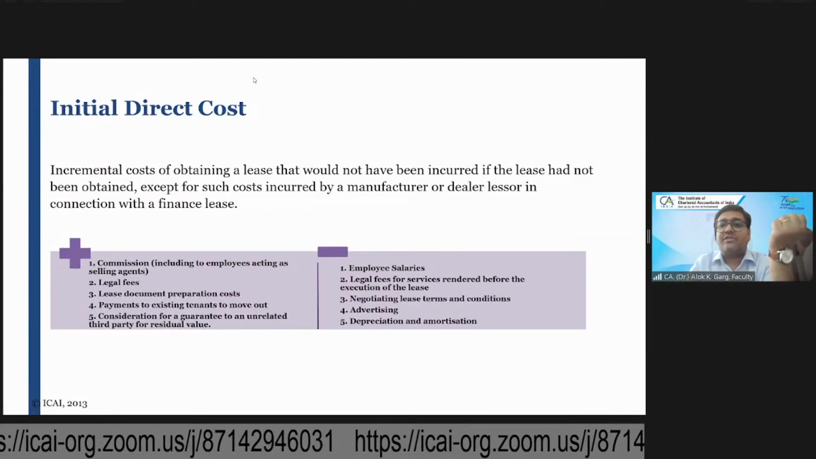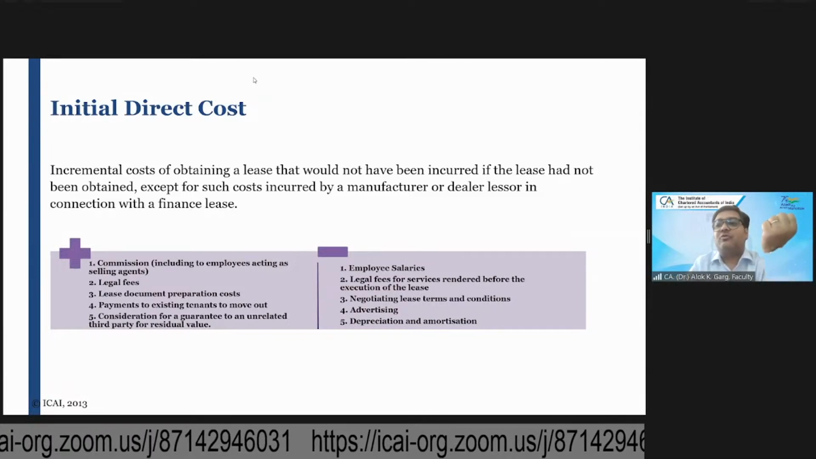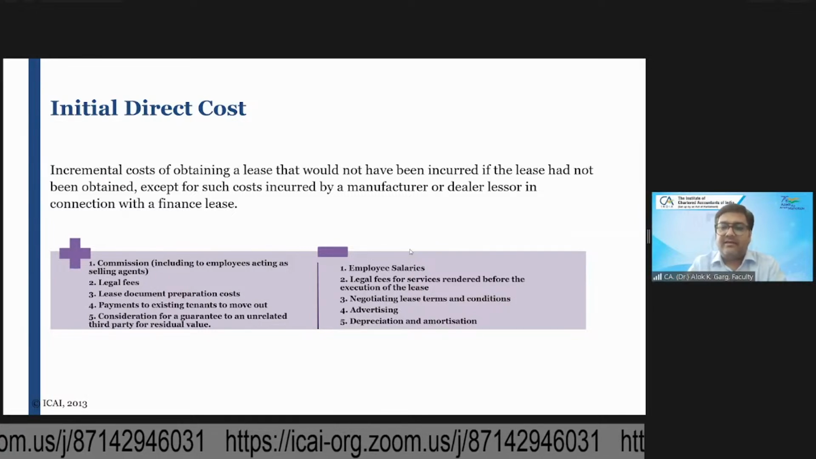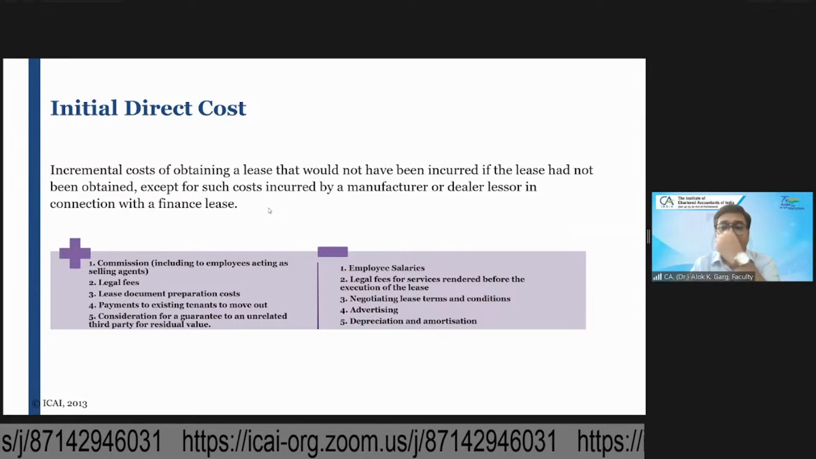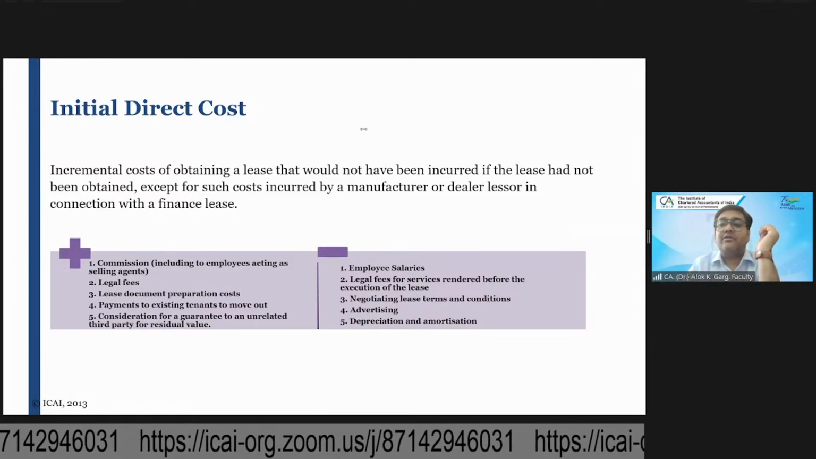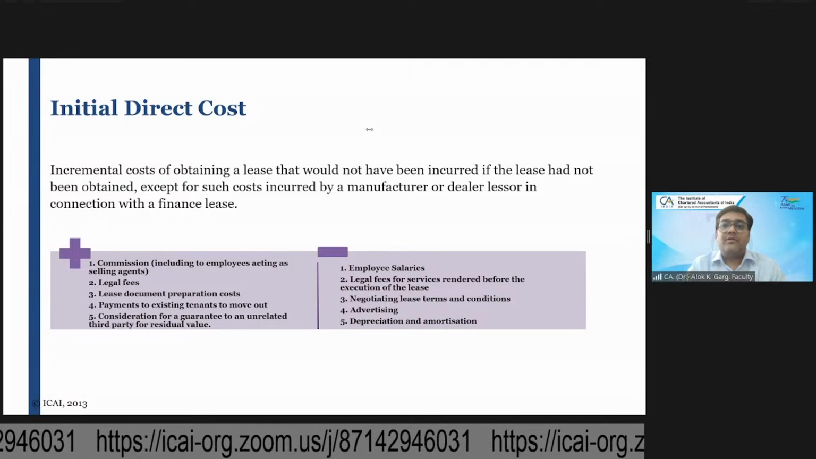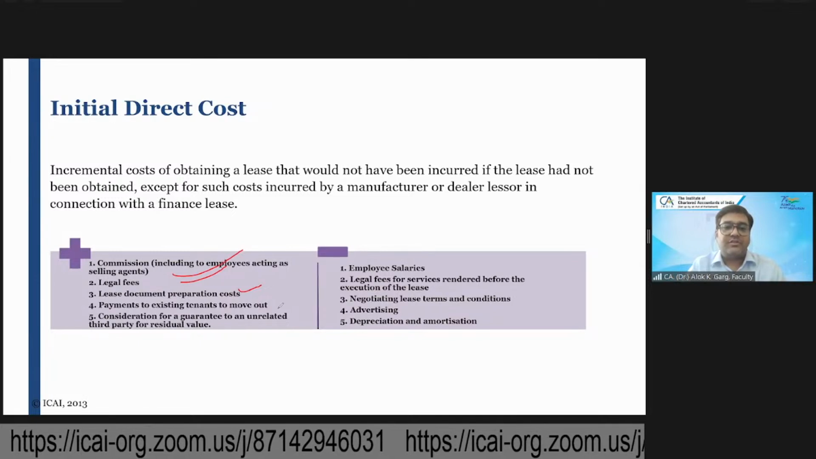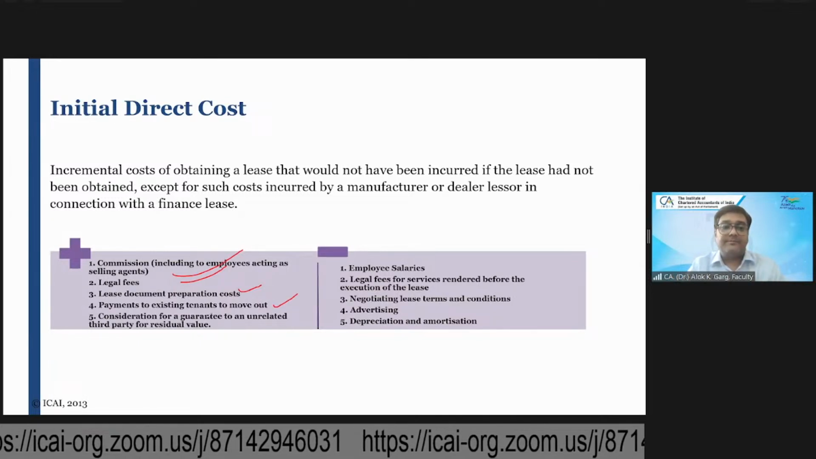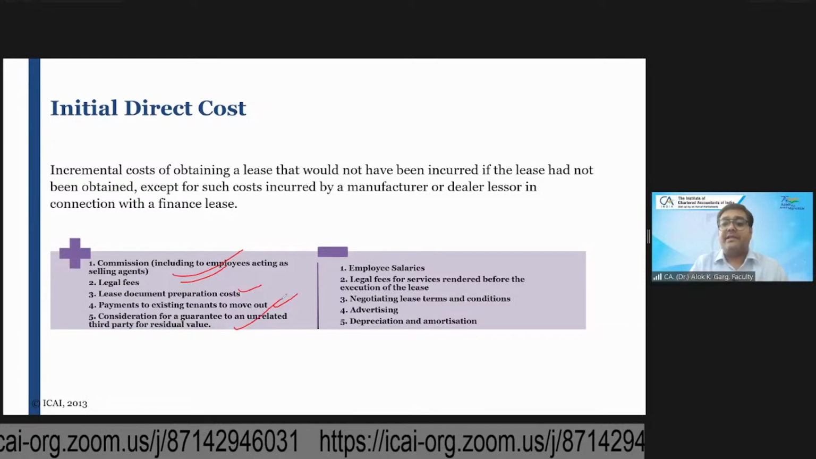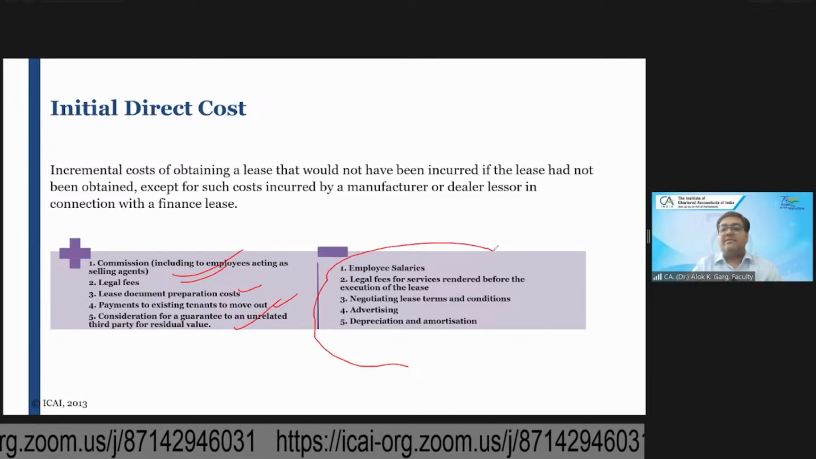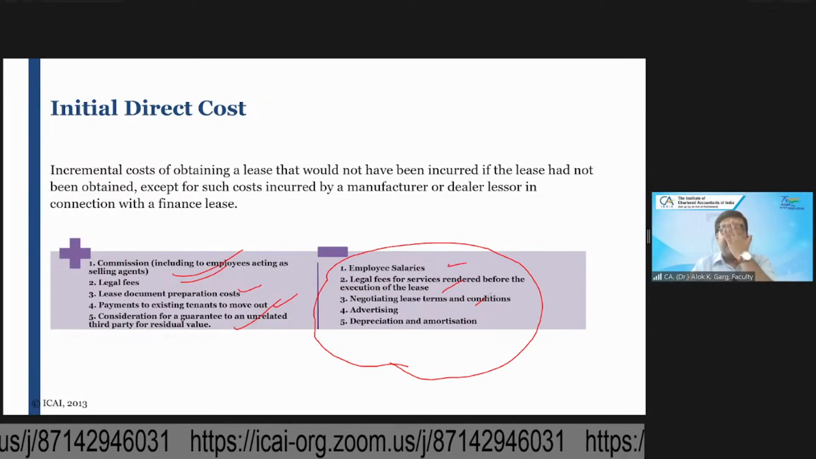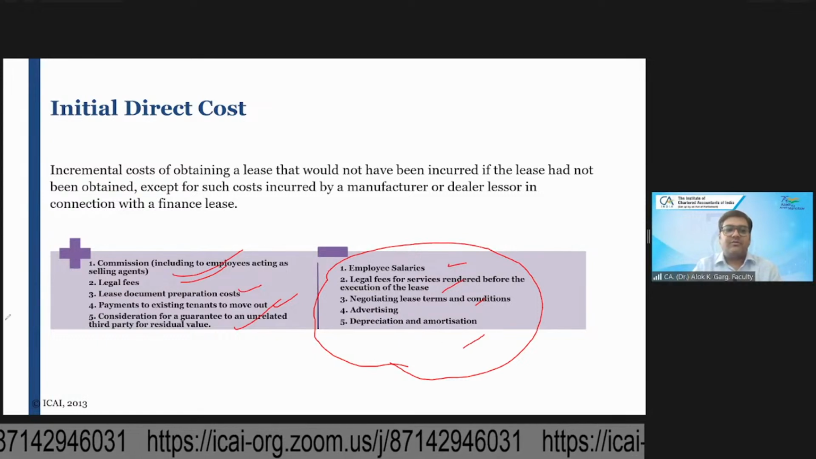Initial direct costs are those costs which are directly related to the lease contract. If the lessee would not have entered into a lease contract, these costs would not have been incurred. So what are these costs? Commission to the broker, legal fee, lease documentation preparation cost, payment to existing tenants to move out. Consideration for a guarantee to an unrelated third party, right? These are not considered initial direct costs. Employee salary, legal fee for negotiating lease terms and conditions, advertising, depreciation and amortization are not lease costs.